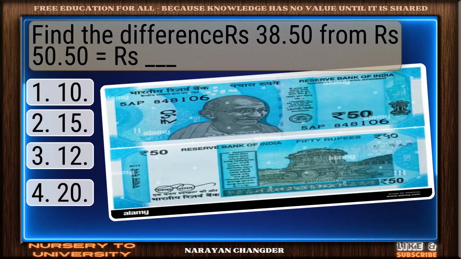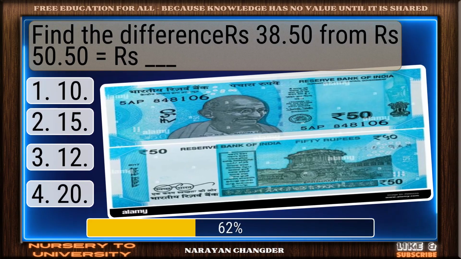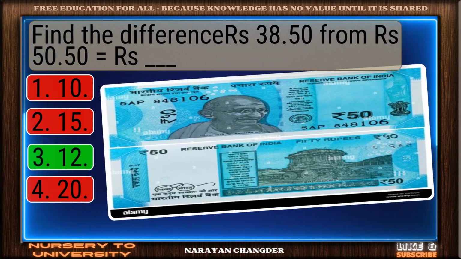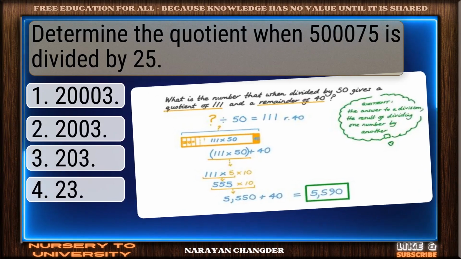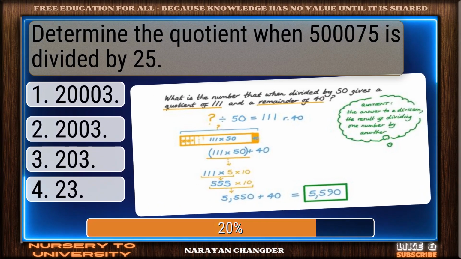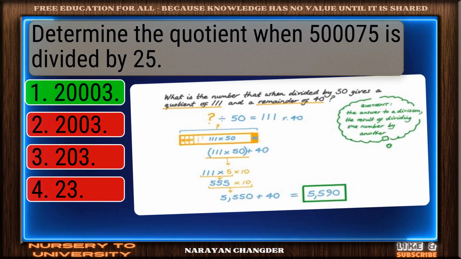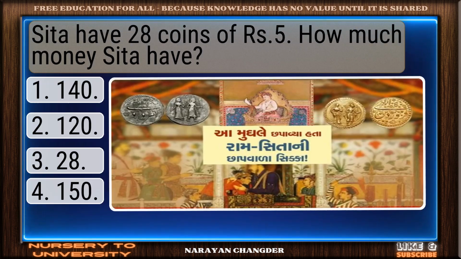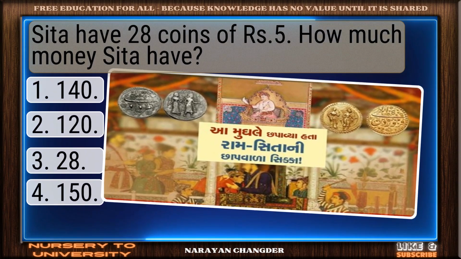Find the difference as 3850 from Rs 50.50 equal to Rs dash. Great job. 12 is the accurate answer. Determine the quotient when 5075 is divided by 25. Good job. Your answer 2003 works well here. Sita has 28 coins of Rs 5. How much money does Sita have?